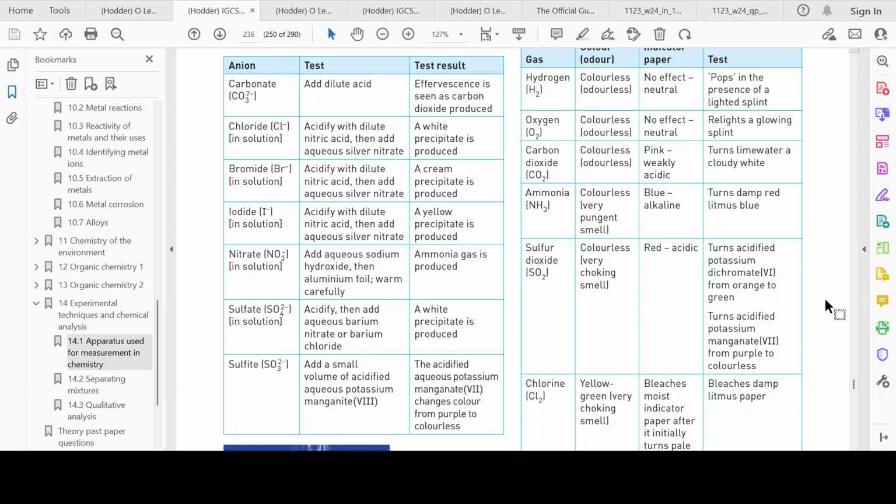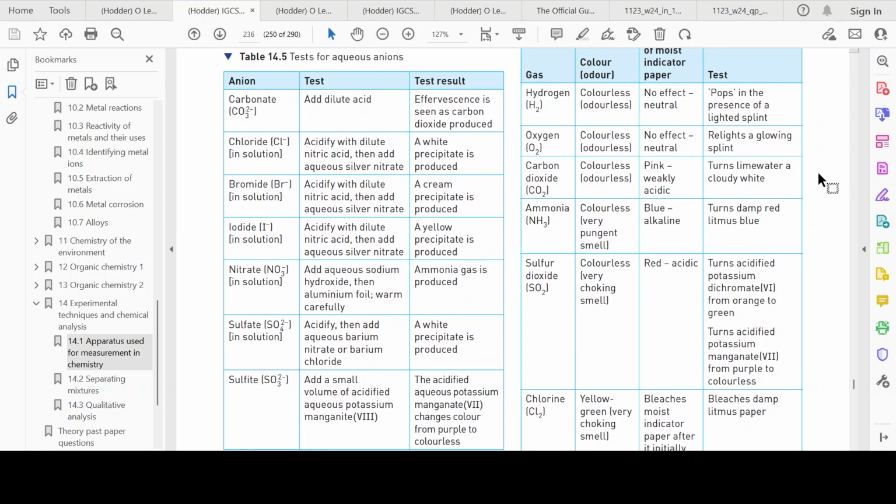To test for carbon dioxide gas, we can look at this table over here. It's colorless and odorless, and if you use indicator paper or litmus paper, it will turn blue litmus paper pink. Because it is weakly acidic, a more proper test is bubbling it through lime water, and it will turn lime water cloudy white, or milky.